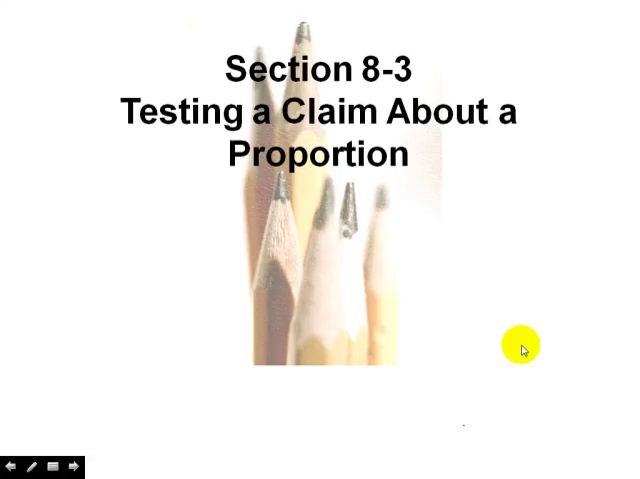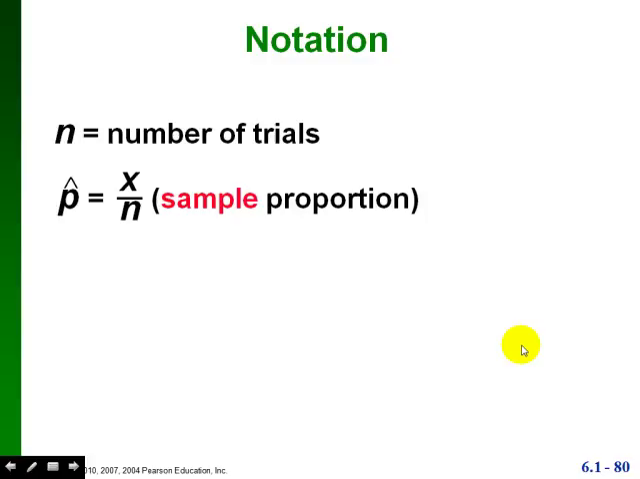Now we're going to look at actually testing a claim about a proportion. So we'll go through a whole hypothesis test. Some additional notation we need to remember: if we're talking about proportions, then N is our number of trials. The p-hat is our sample proportion.